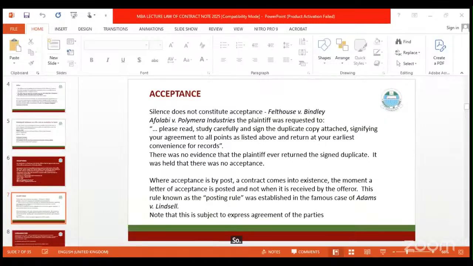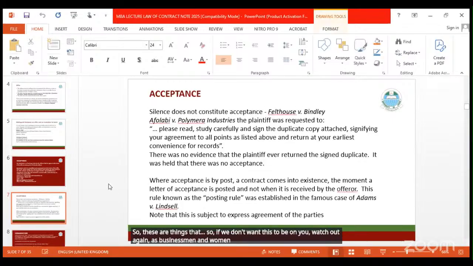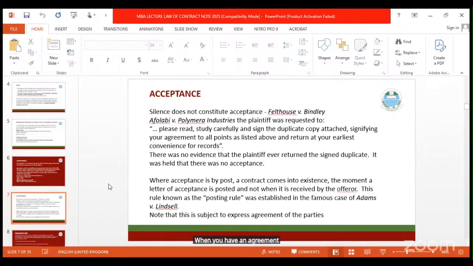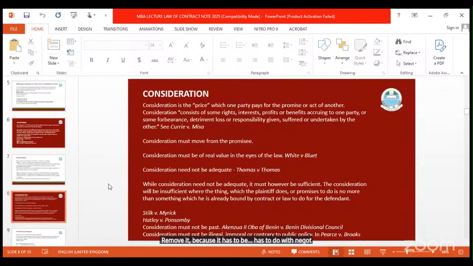So these are things to watch out for, as businessmen and women. When you have an agreement and they are trying to rely on the postal rule, remove it, because it has to do with negotiations. You can remove it. Nobody can compel you to accept. So those are the two elements. Now the third one here is consideration. When you have offer and acceptance, that cannot be sufficient.